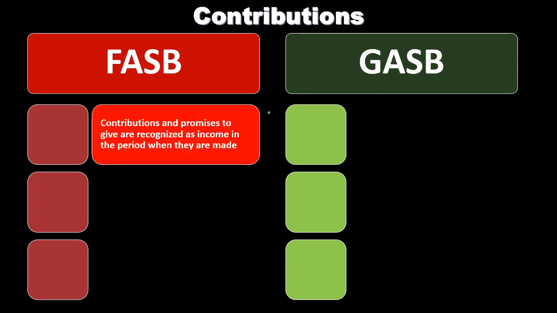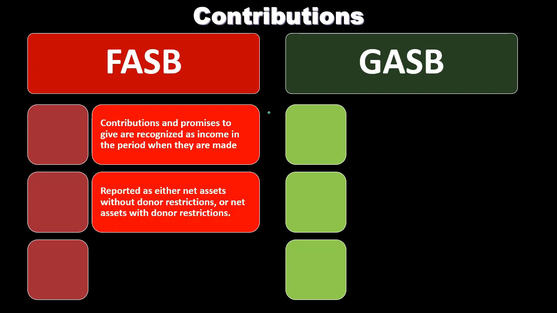With regards to FASB, contributions and promises to give are recorded as income in the period when they are made. So if there are contributions or promises to give, they're recorded as income in the period they are made. Reported as either net assets without donor restrictions or net assets with donor restrictions.